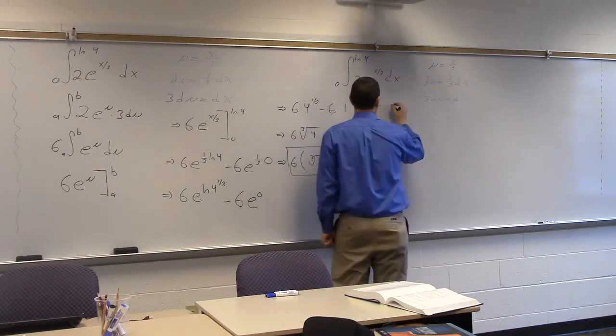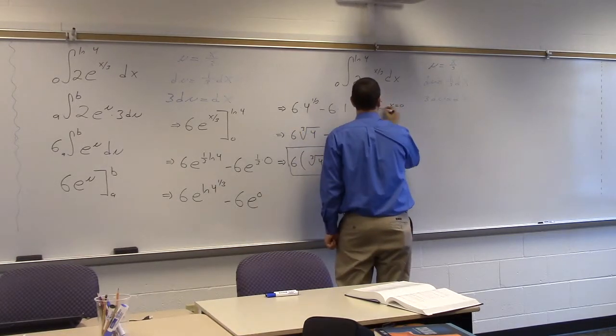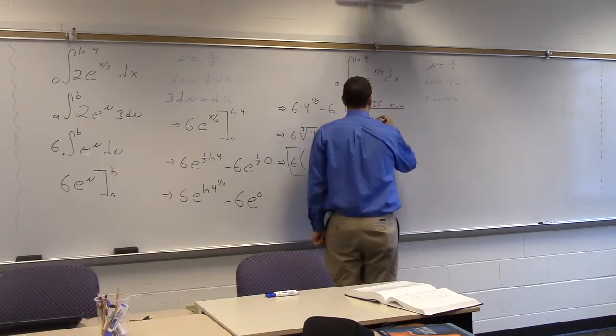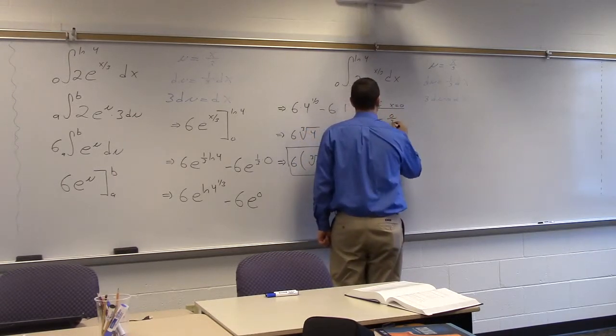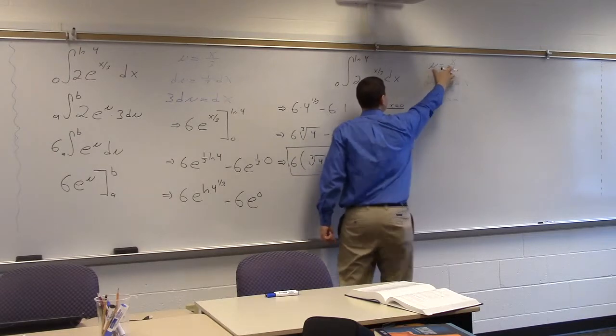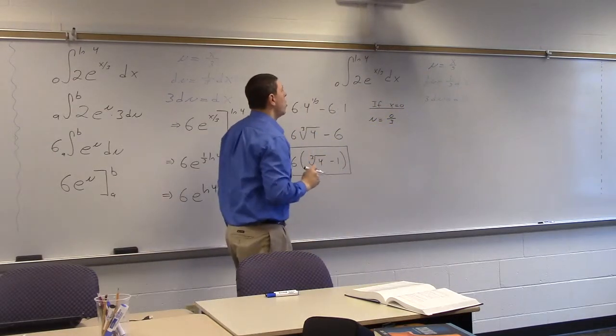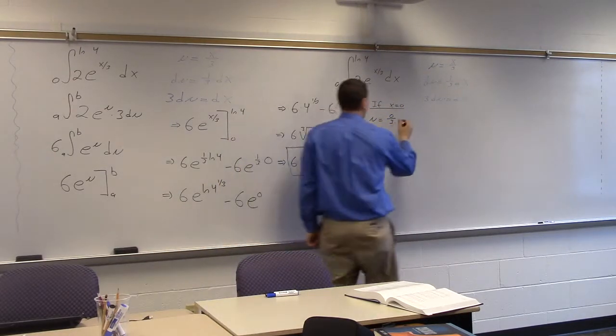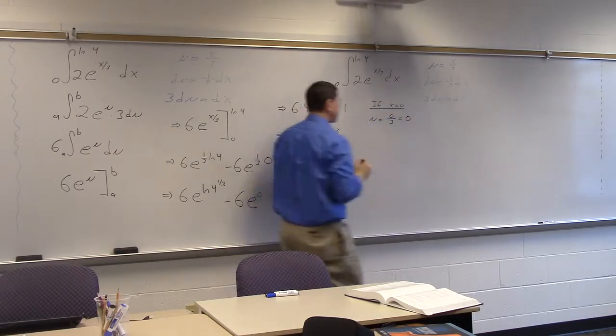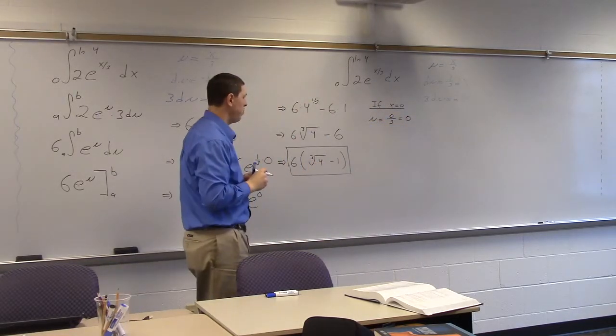If x equals 0, we could say that u is equal to 0 over 3. And again, that's from right here. Okay? We know that 0 over 3 is equal to 0.